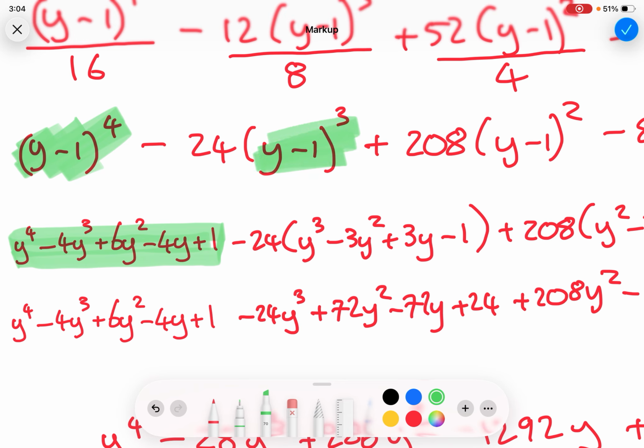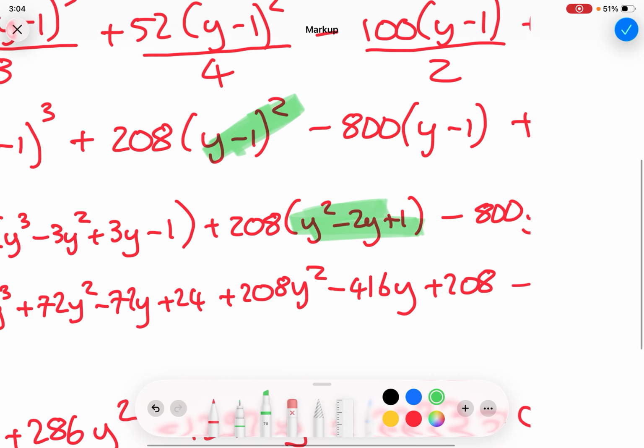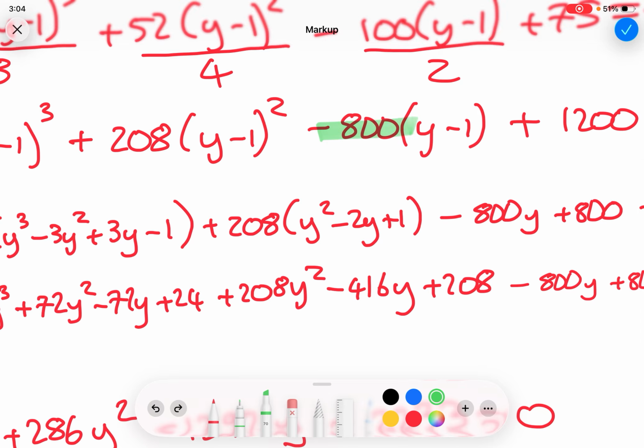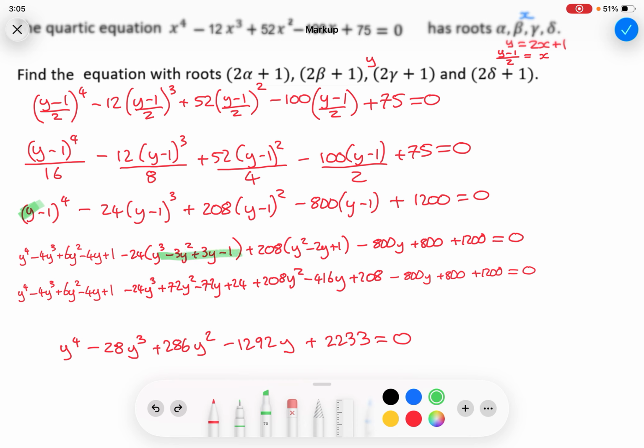Then we're going to expand out the y minus 1 cubed. So y minus 1 times y minus 1 times y minus 1. Or again, use the binomial formula if you know that yet. And we get this. Y minus 1 squared is this. Over here then we've got the minus 800y. And we've got the minus 800 times minus 1. Then we're going to times all of this by the minus 24. We're going to times all of this by the 208.